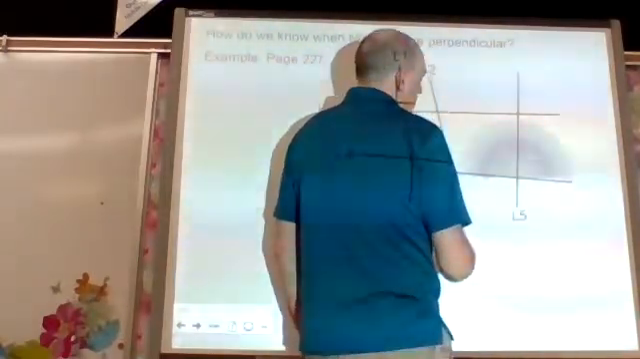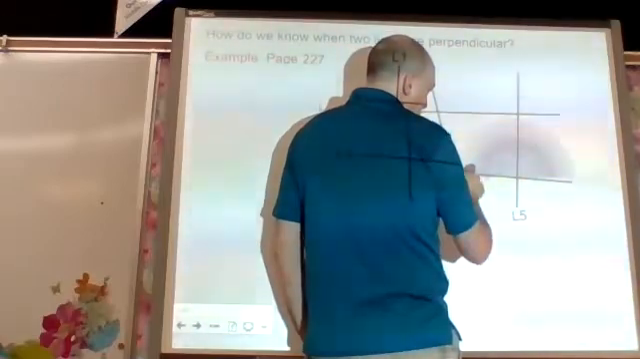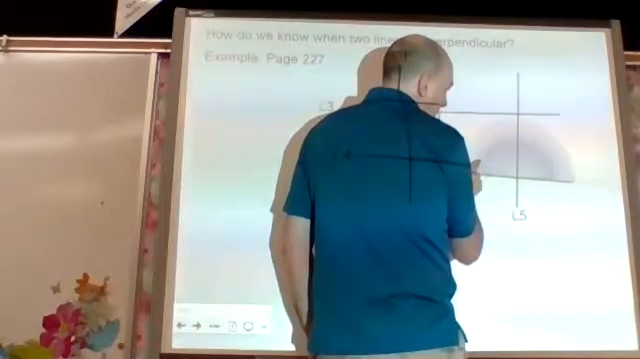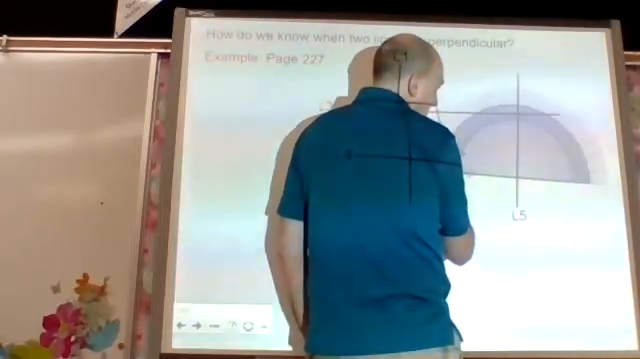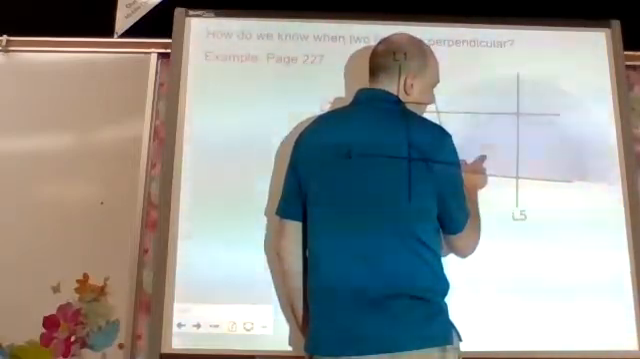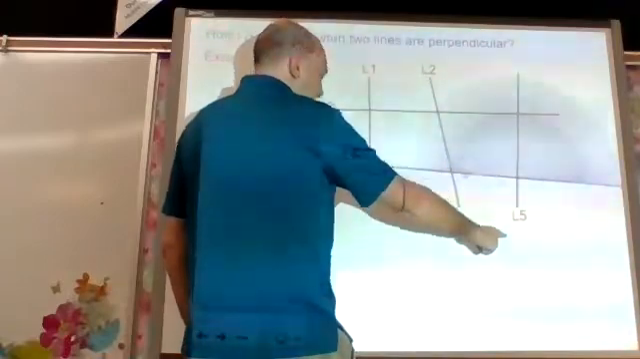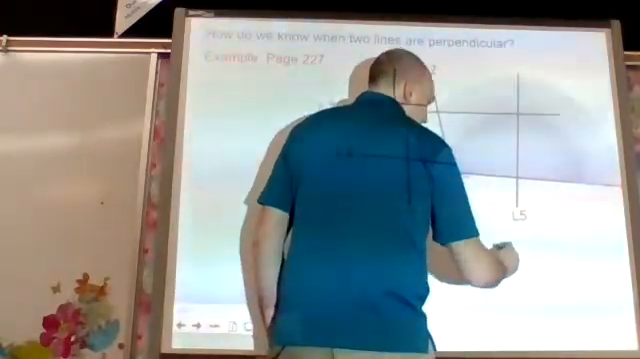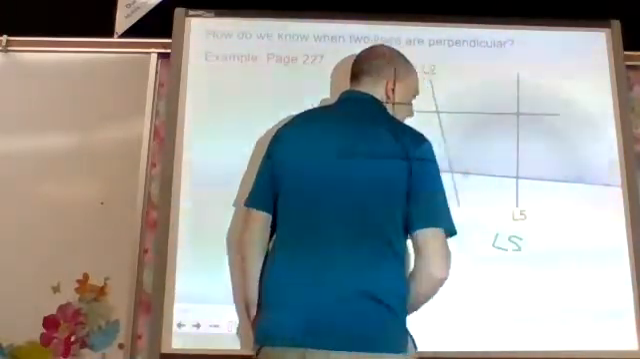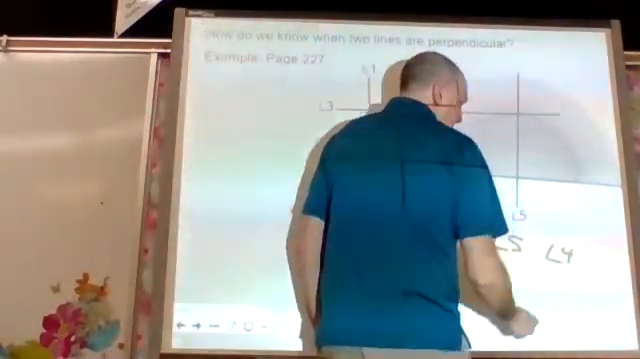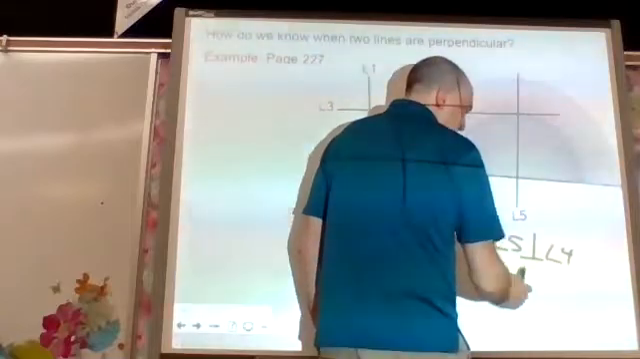Oh, this line isn't straight. I'm going to have to adjust my compass slightly. Make it easier to see. Put that right in the middle. Oh, it is right on the 90. So L5 and L4 are perpendicular. Sometimes we'll use this notation.